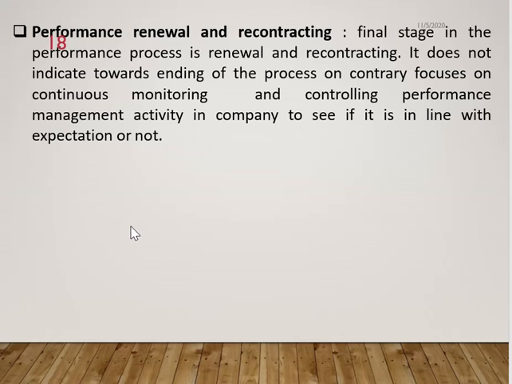On the contrary, it focuses on continuous monitoring and controlling of performance management activity in the company to see if it is in line with expectations or not. So you start with prerequisites or the planning process, but after renewal and recontracting, you are not going to stop here, because it is a cycle, a continuous process. Performance management system is a continuous process. So you start with planning, but after this again you start with planning.